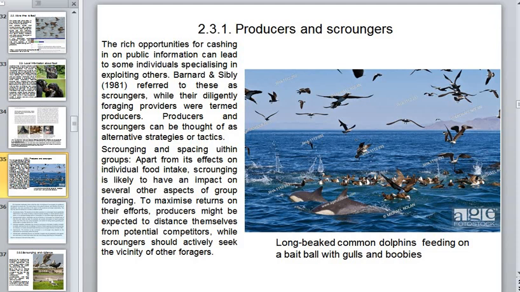Scrounging is likely to have an impact on several other aspects of group foraging. To maximize returns on their efforts, producers might be expected to distance themselves from potential competitors, while scroungers should actively seek the vicinity of the foragers.